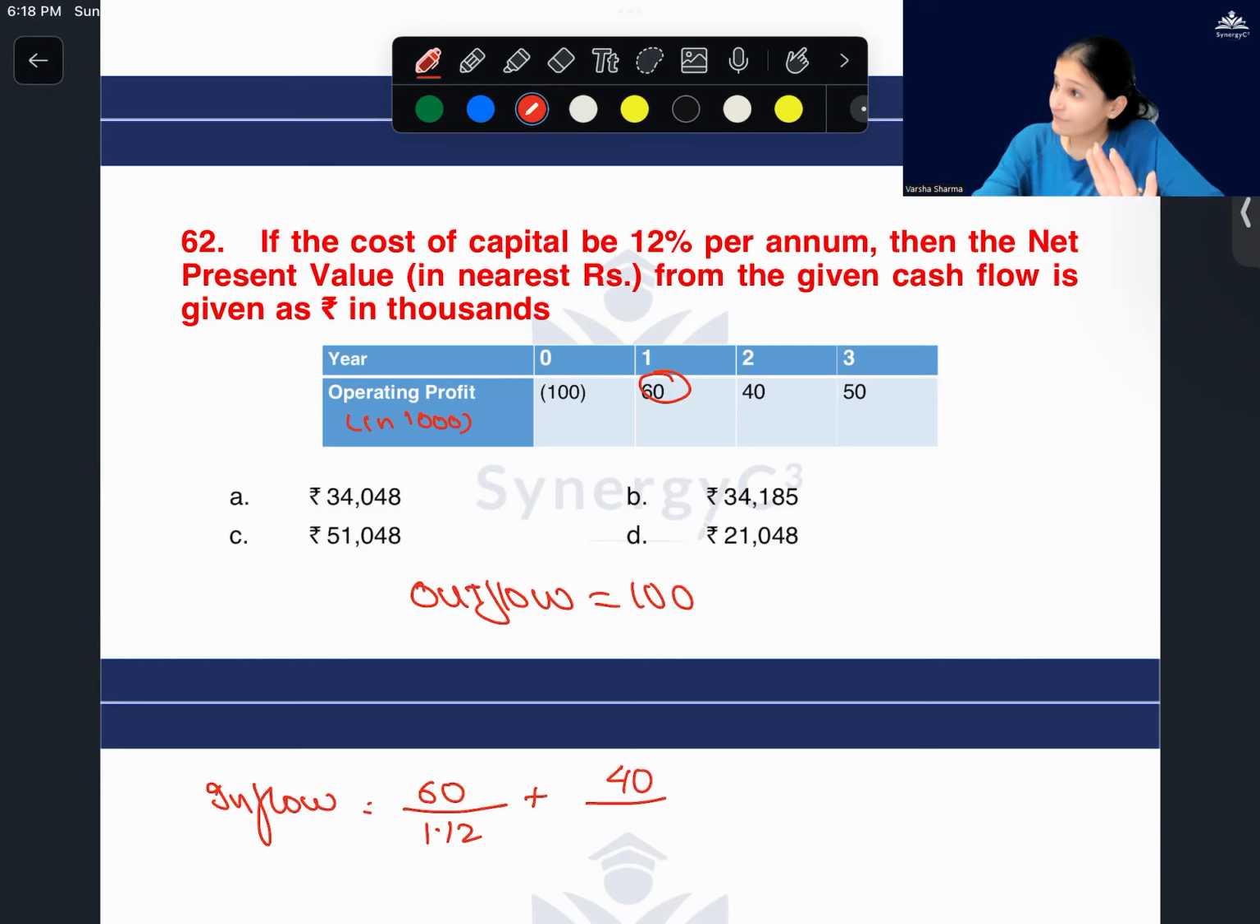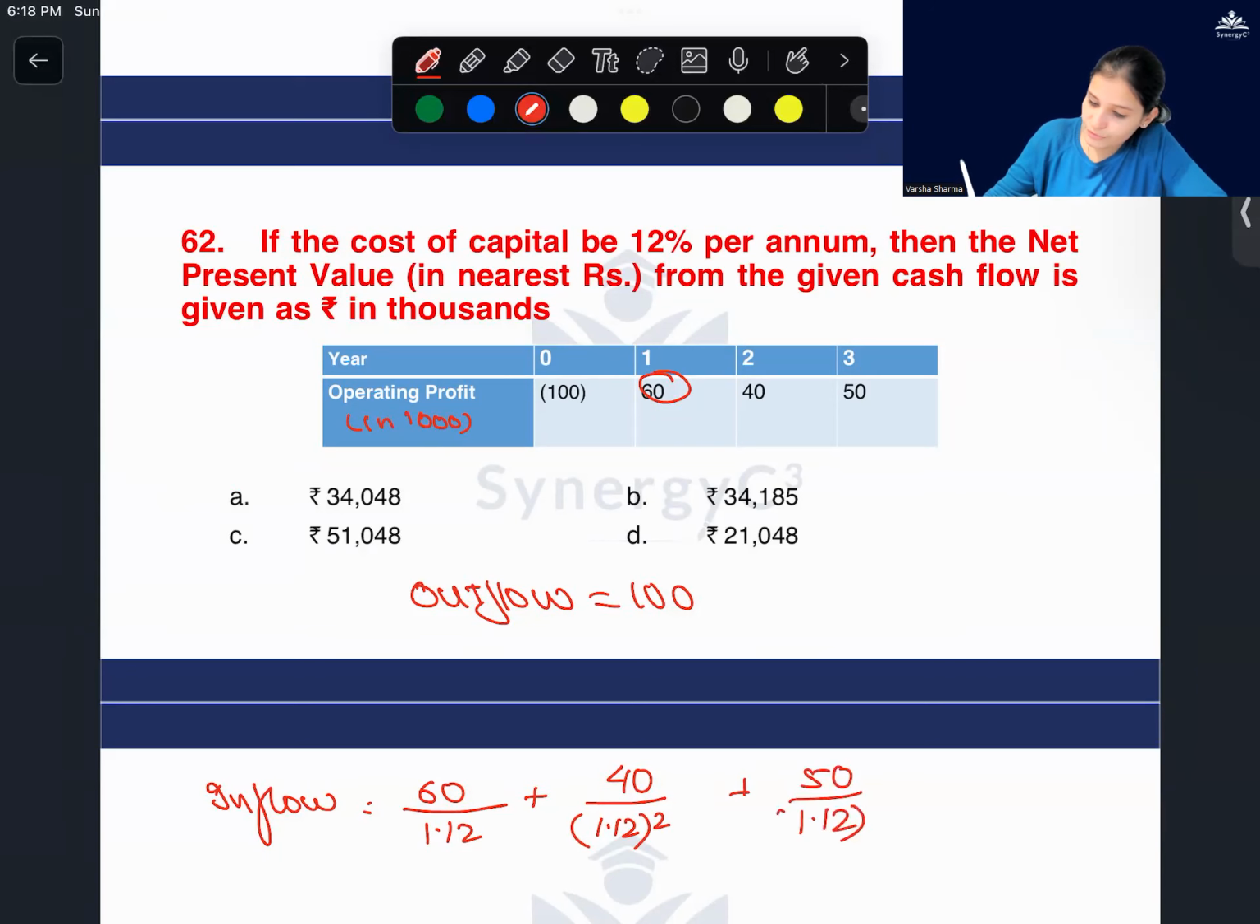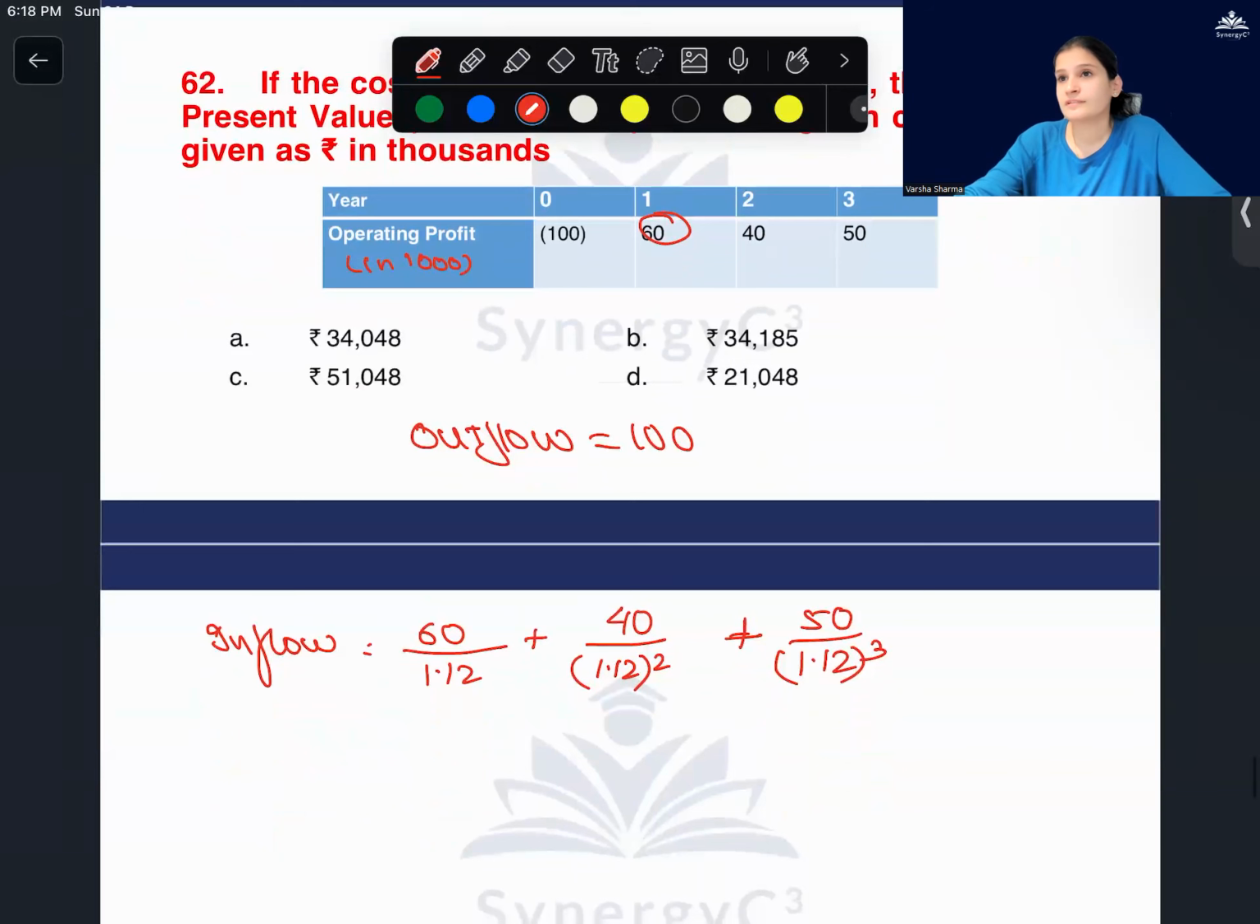See, if you notice, every sum that is a little deviated from the past, everything is present value, because I'm comparing everything today. Whether the money goes out today or the money comes in today, everything is present value. 1.12 squared times 50, 1.12 cubed. What is the total? 121.048.